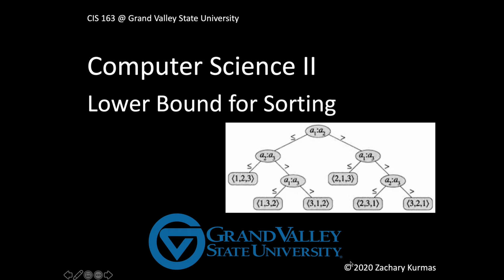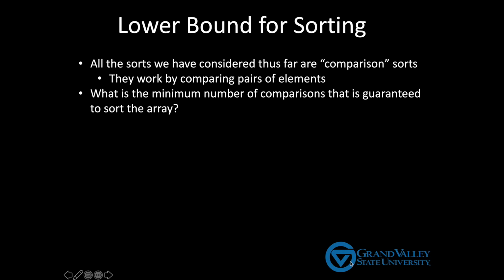Hi everybody, in this video we're going to talk about a lower bound for sorting algorithms. More or less, how quickly is it possible to do sorting? So all of the sorts we've looked at thus far, selection sort, insertion sort, bubble sort, quick sort, merge sort, they're all what we call comparison sorts.